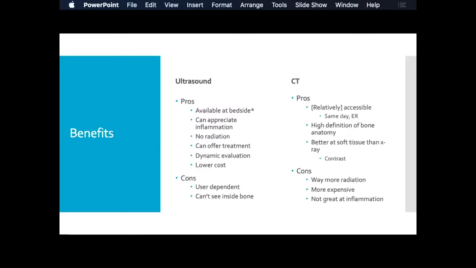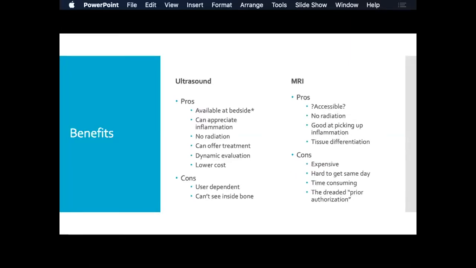So compared to CT, relatively accessible, can get it same day. I work in the ER as my other job, and it's very much easily accessible from the emergency department. You get really good definition of anatomy, particularly on fractures that are more complex, and soft tissue better than X-ray. Cons: way more radiation. It's far more expensive and not great at differentiating inflammation from infection versus other causes that would be causing increased blood flow to different soft tissues.